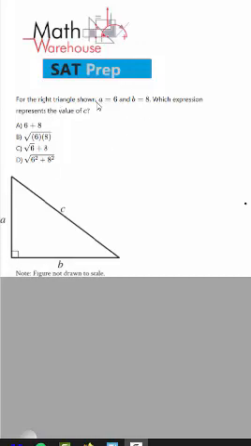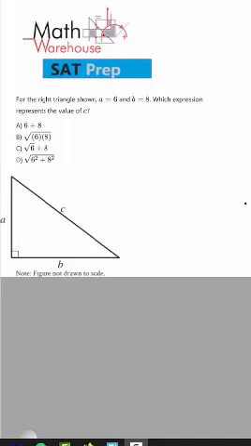For the right triangle shown, a equals 6, b equals 8. Which represents the value of c? And we have a bunch of different answer choices. Figure not drawn to scale, as usual, and as you can tell, this is a right triangle, as it shows. So this is just a straightforward question involving the Pythagorean theorem.